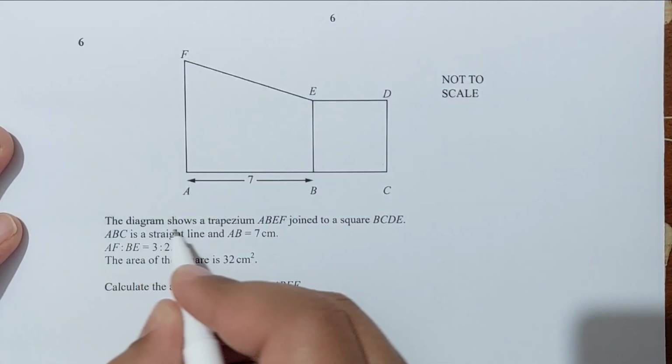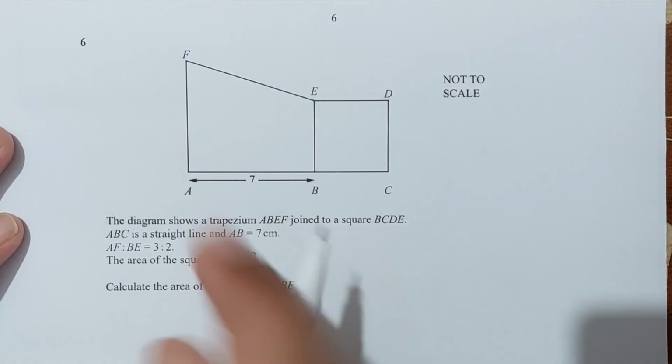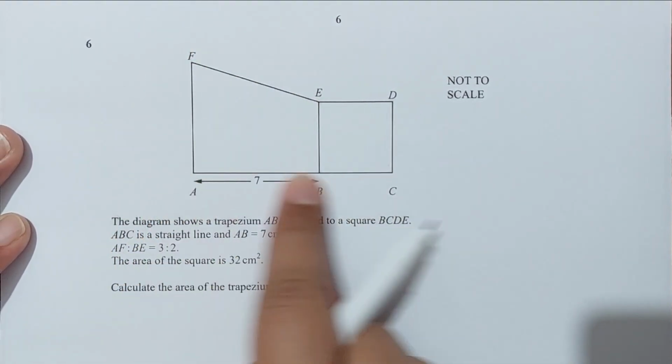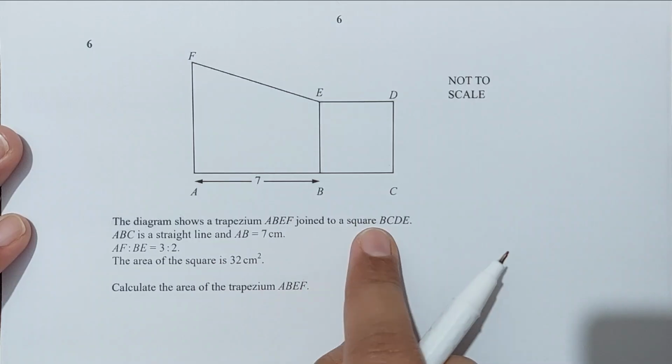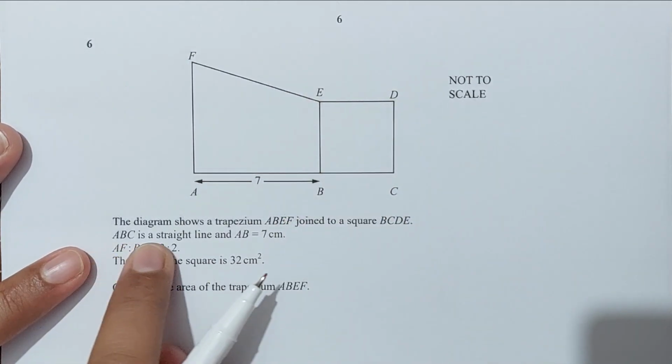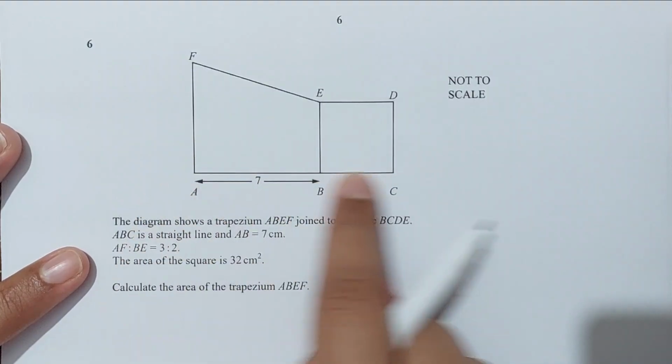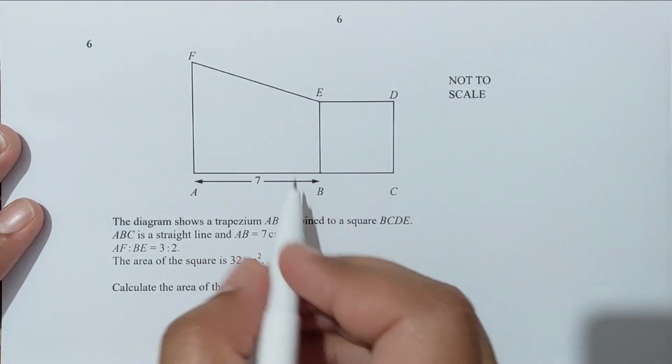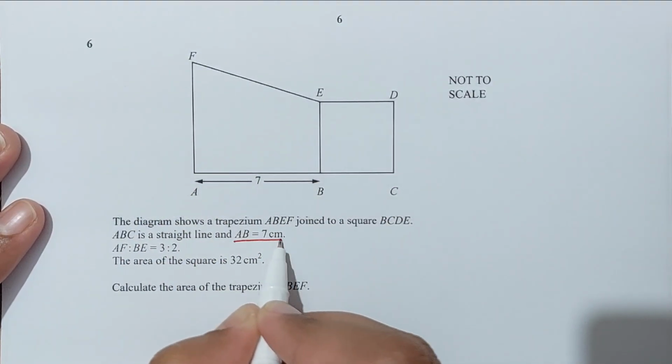Question number 6. The diagram shows a trapezium ABEF joined to a square BCDE. ABC is a straight line, and AB is 7 centimeters.